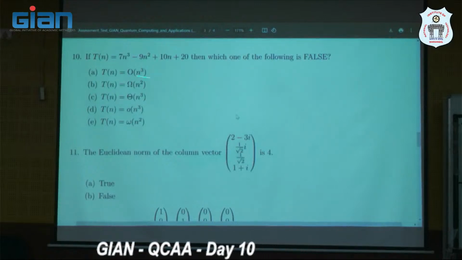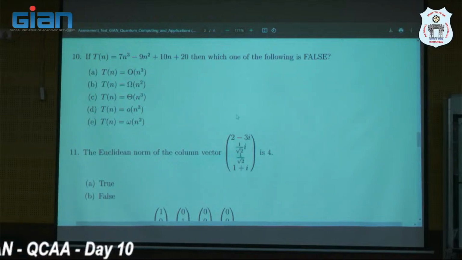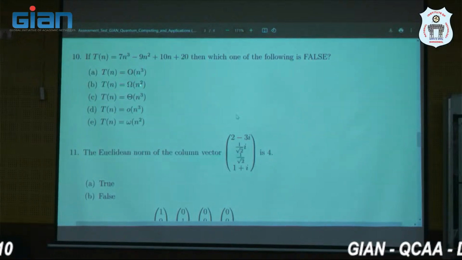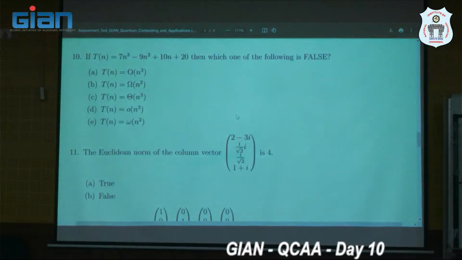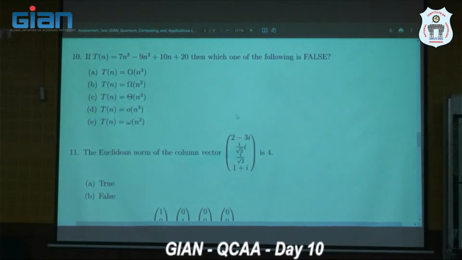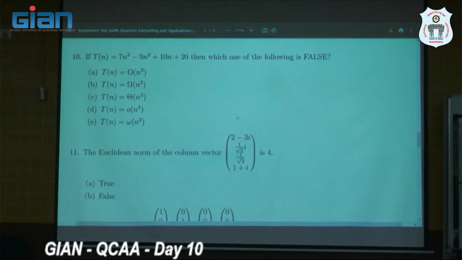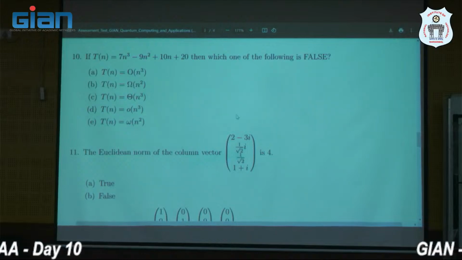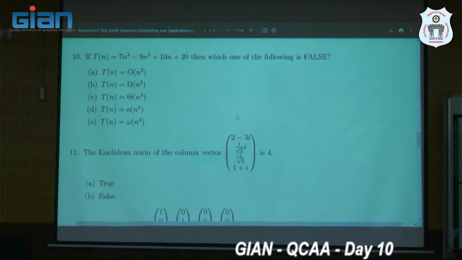Which one of the following is false? Tn is 7n cubed minus 9n squared plus 10n plus 20. Which one is false? D. Because A is true, right? It's order n cubed, 7n cubed. Omega n squared, yes. If it's 7n cubed, it is omega n squared. Theta n cubed, also correct, 7 times n cubed. Small o of n cubed is not correct, because small o of n cubed is strictly slower growing than n cubed. It is not strictly slower. Small omega n squared, correct? Because strictly faster than n squared. Correct? Yes?